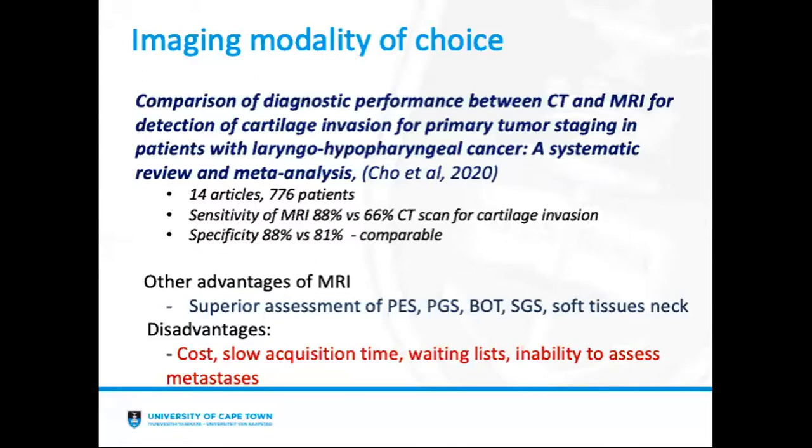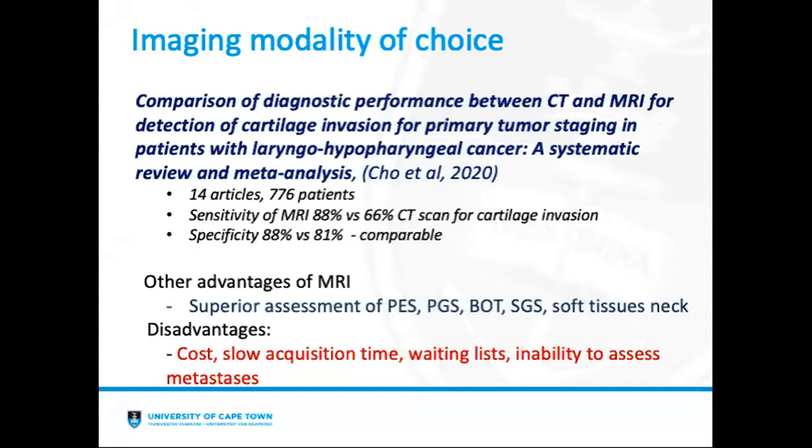If we compare the modalities in terms of imaging, most studies compare CT to MRI. And in a meta-analysis and systematic review, MRI was found to have a superior sensitivity in detection of cartilage invasion at 88% compared to CT scan at 66%. Both modalities were comparable in terms of specificity at 88% and 81% respectively.